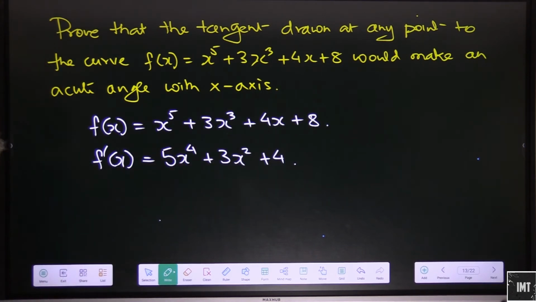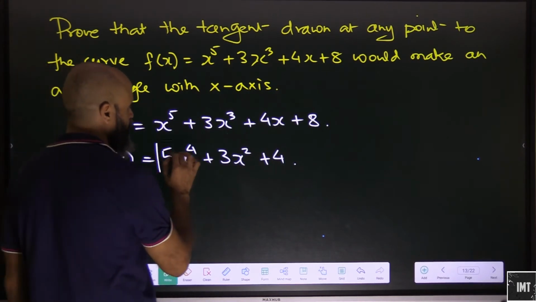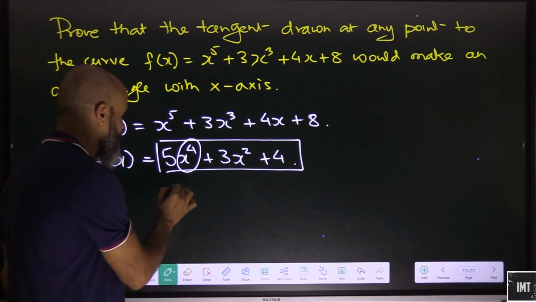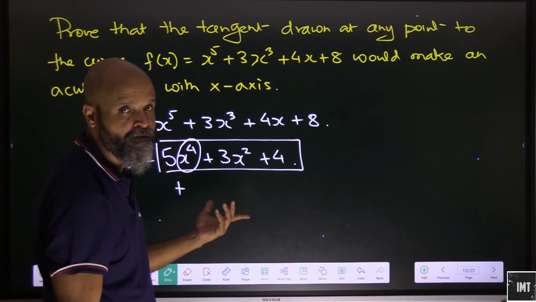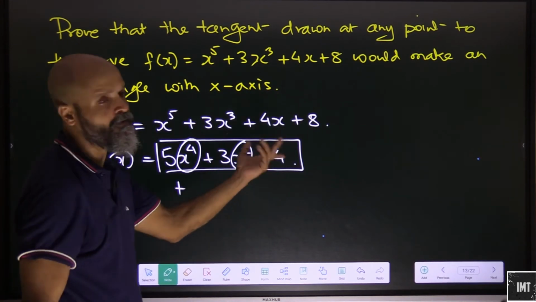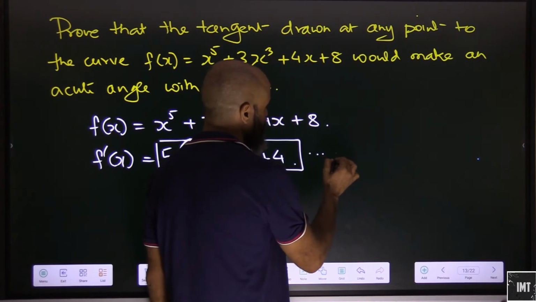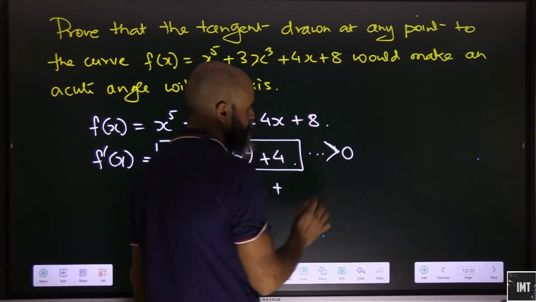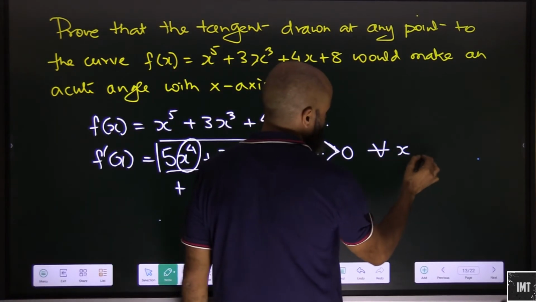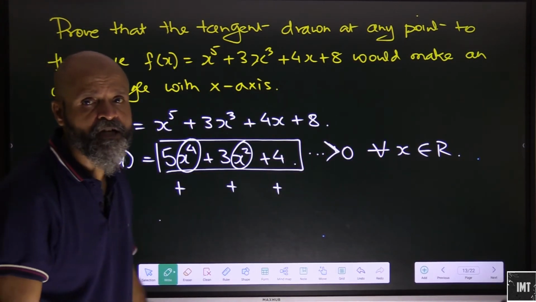So this will be basically dy by dx, would make an acute angle with the x-axis. Now look at this term very carefully. This is basically raised to 4, so this will be definitely positive, always positive, whatever it is. This is raised to square, so this will be positive, and of course we have plus 4, so this is going to be positive. So we can say this is going to be greater than 0. This value will always be greater than 0 for all values of x which is equivalent to real numbers.